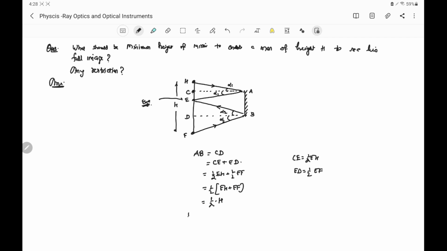So we can say the height of the mirror, that is the minimum height of mirror to see the complete image of the man, will be equal to half of the height of the man. The restriction in this problem is that the top edge of the mirror, that is A, must be at the horizontal level halfway between the head and the eye. Then it will give this limiting case of the minimum height of the mirror, which is equal to half of the height of the man.